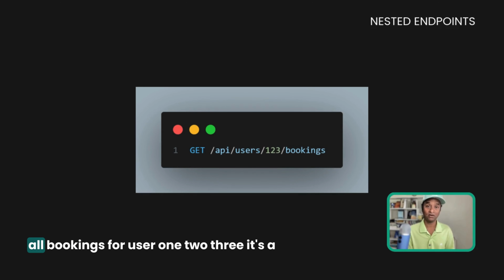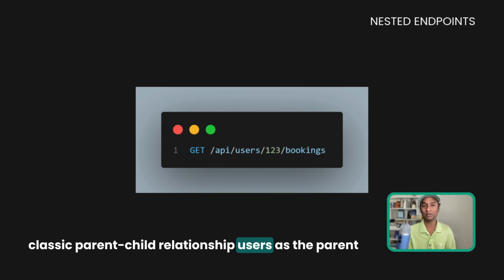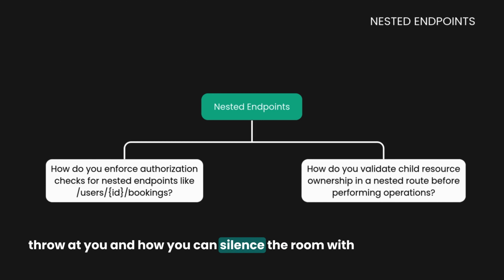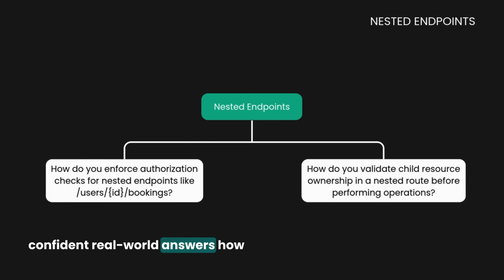This means get all bookings for user 123. It's a classic parent-child relationship, users as the parent and bookings as the child resource. Now let's dive into two advanced level questions that interviewers love to throw at you and how you can silence the room with confident, real-world answers.